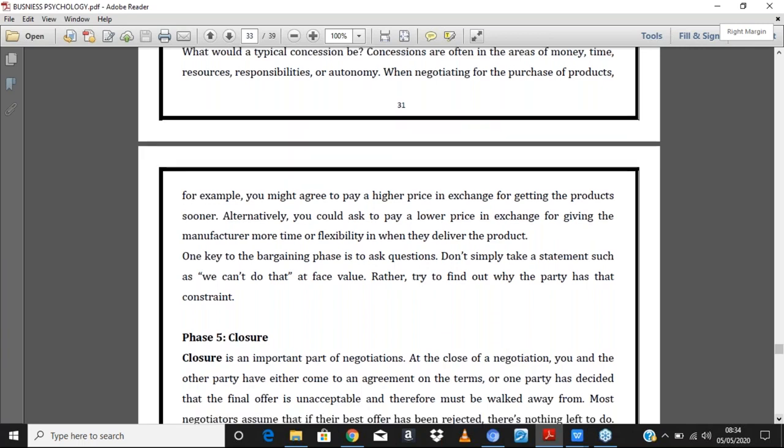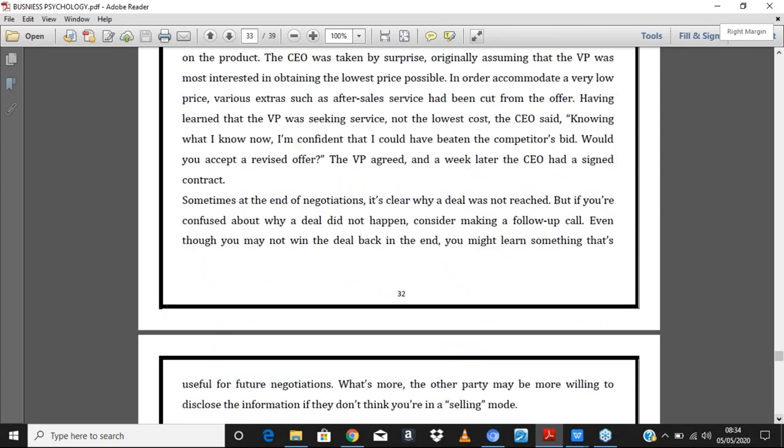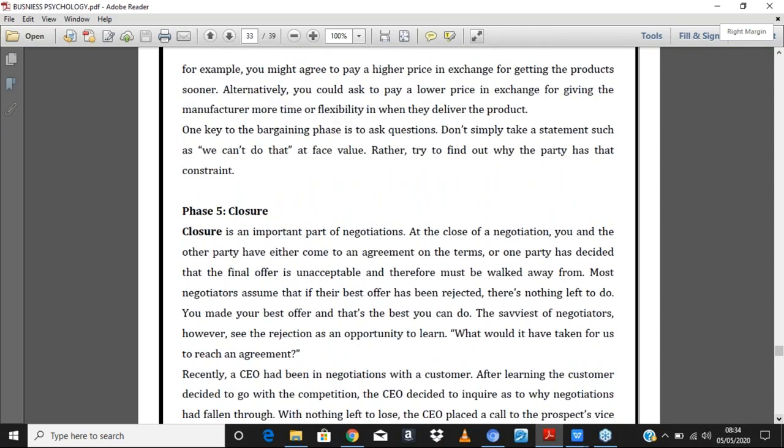And the last part is what is called closure. Closure is the conclusion, where you have an agreement that is documented, and then implementation carries on immediately after that. So closure is an important part of negotiation. At the close of negotiation, you and the other party have either come to an agreement or terms with what you have decided to do. Okay, you make your best offer, and that's what you can do.